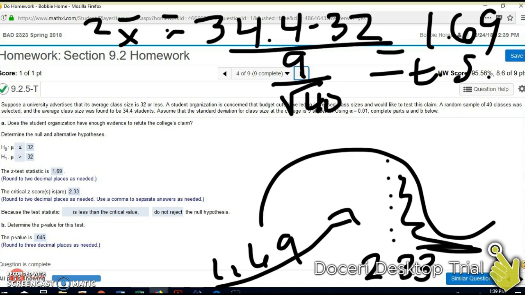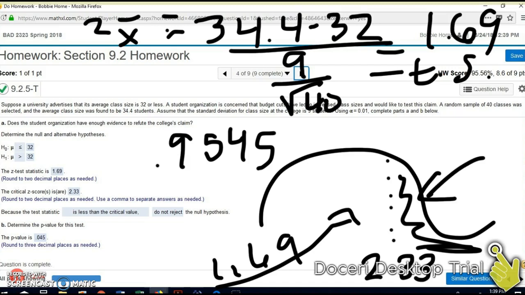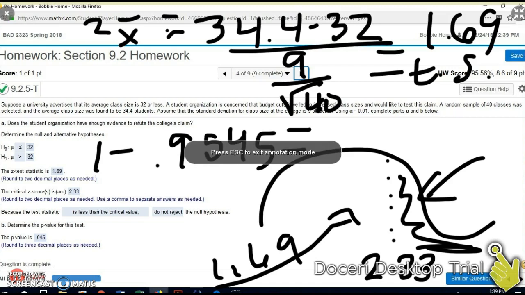The p-value, if you look up 1.69 in your table, you're going to get 0.9545, but for the p-value, we want this side. So we have everything to the left of 1.69, so when it's a right tail, you have to do 1 minus, and you end up getting 0.045.